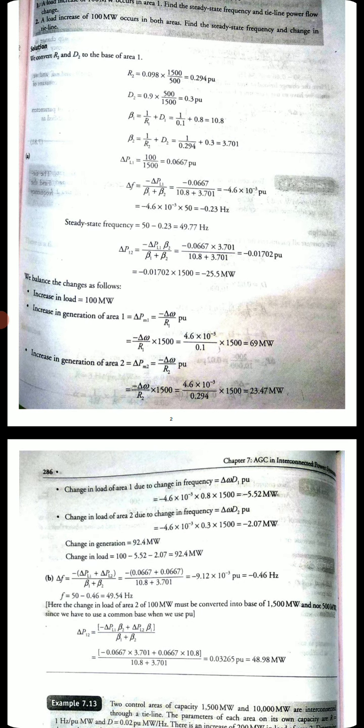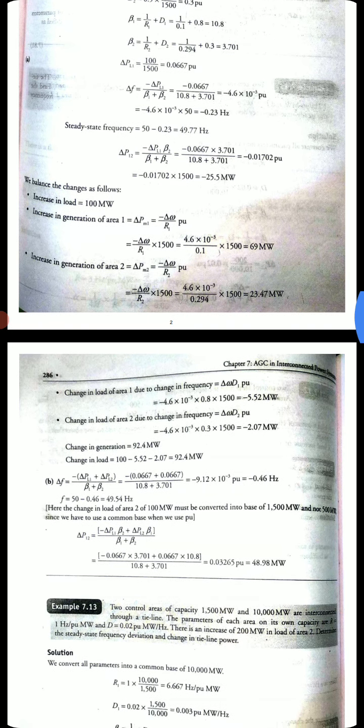So the change in load of area 1 due to change in frequency, delta omega D1, we will get minus 5.52 megawatt, and the change in load of area 2 due to the change in frequency, delta omega D2, we will get minus 2.07 megawatt. So the change in generation is 92.4 megawatt, that is 100 minus 5.52 minus 2.07, so 92.4 is the change in load.